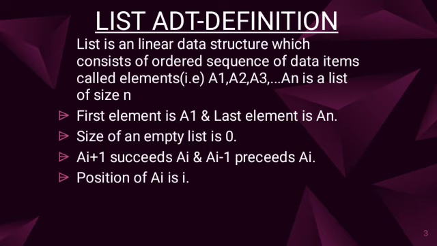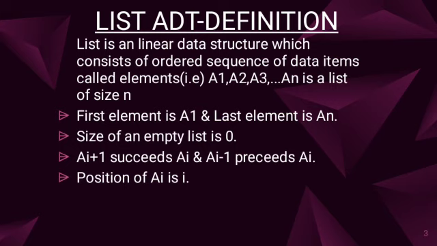Then, Ai+1 succeeds Ai. That means, I have an element A1, here i equals 1. That is, A(1+1) equals A2. So, A2 is the successor of A1. Next, Ai-1 precedes Ai. If my current element is A2, here i equals 2. That is A(2-1), that is A1. So, A1 is the predecessor of A2.